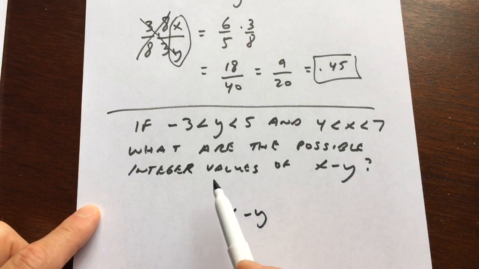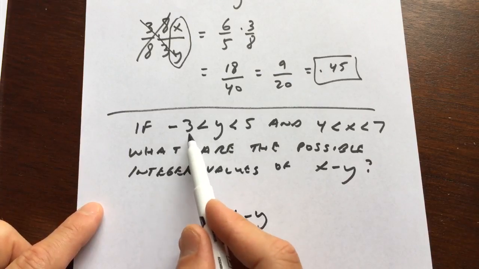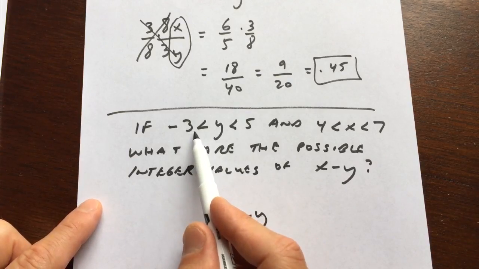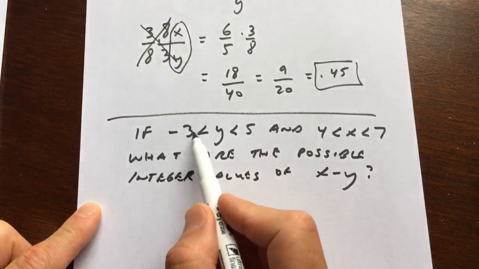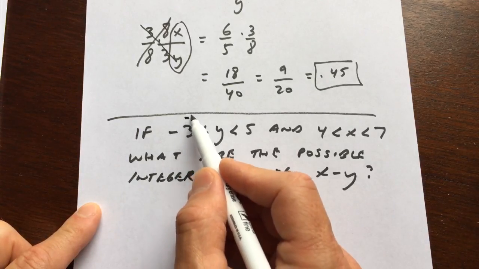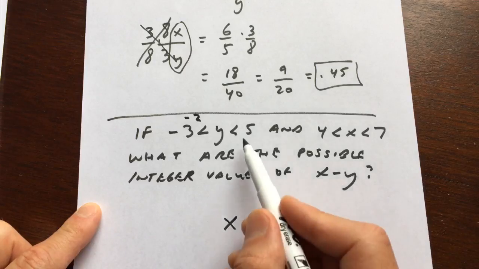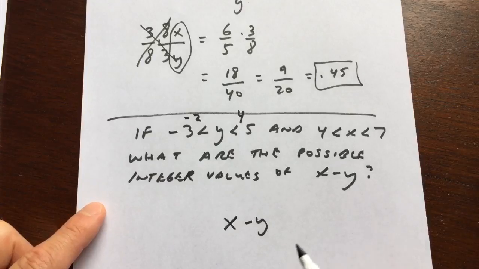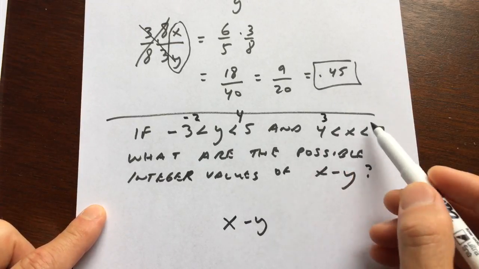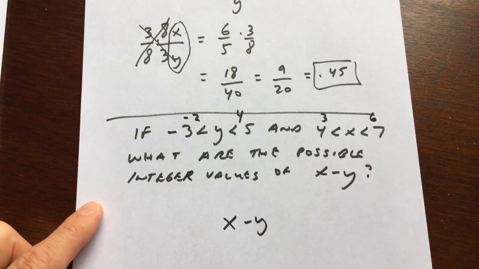Well, I'm going to give you a little hint. Okay, so you see the -3 here? See how y has to be greater than -3? So that means that when we're talking about integer values, it can't equal -3. So the smallest this could be would really be like -2. The larger this y value could be as far as an integer goes is going to be +4. Same thing with x over here. The smallest it could be is 3. The largest it could be is 6.